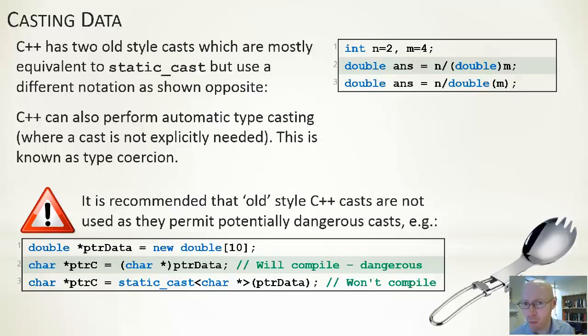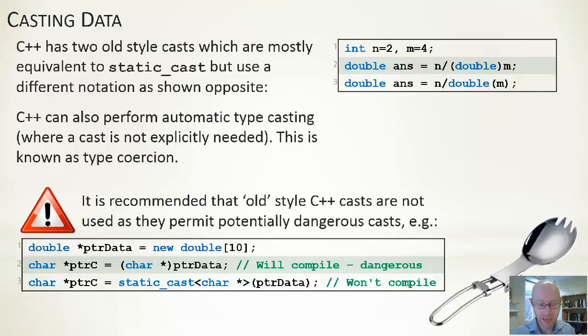It won't generate any warnings or things like that. Any good compiler maybe, but I'll let you do it. Line 3, if you use the static cast, it won't do it in C++11. It will say, okay, I've got a pointer to a double. You want me to convert this into a pointer to a character. I don't know how I can safely do this.